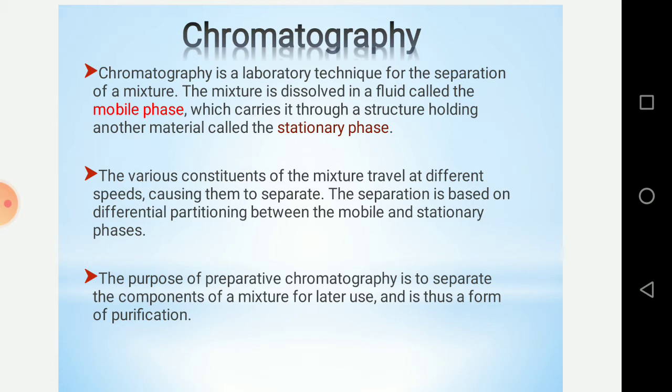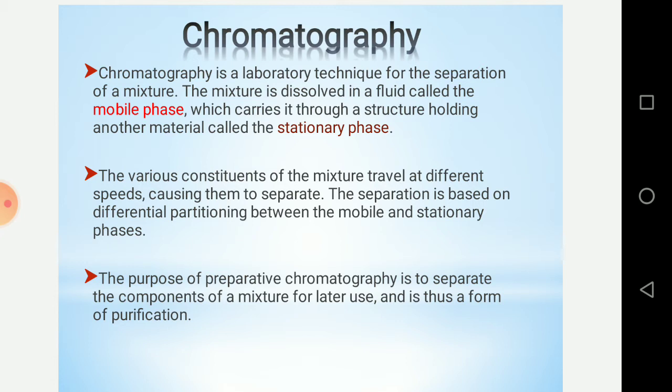The purpose of chromatography is to separate the components of a mixture for later use, and thus it is a form of purification. So basically in chromatography there are two phases, the stationary phase and the mobile phase. And the stationary phase is applied to a plate and the mobile phase is run on the stationary phase.